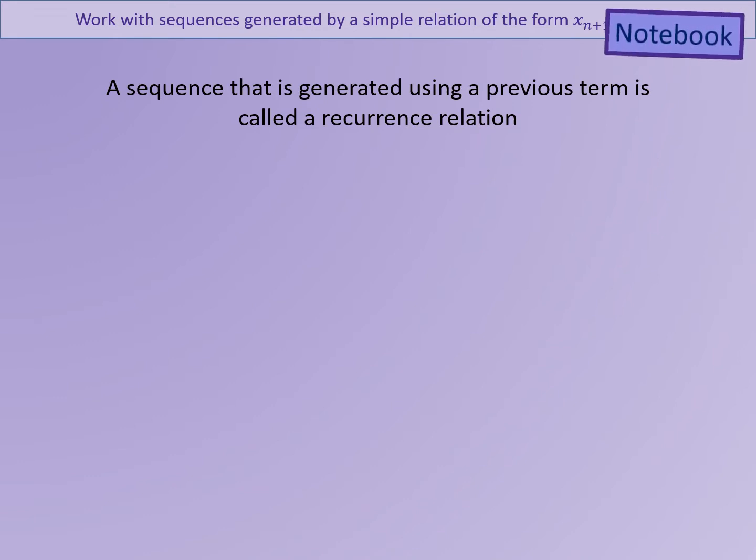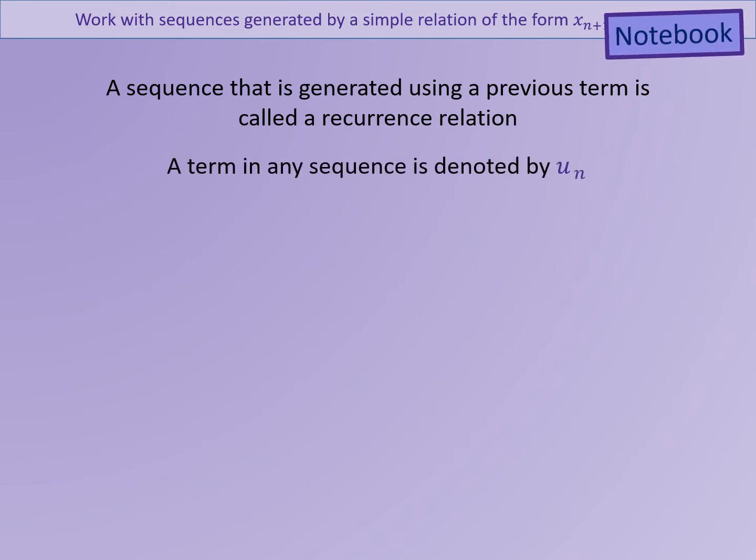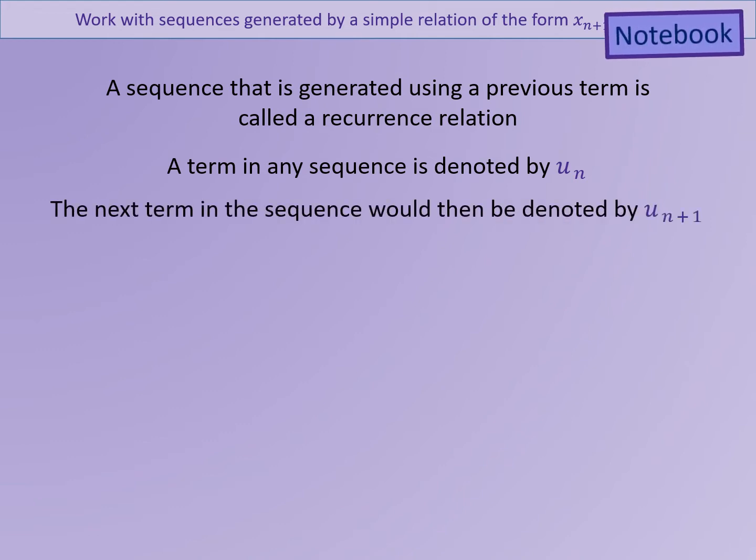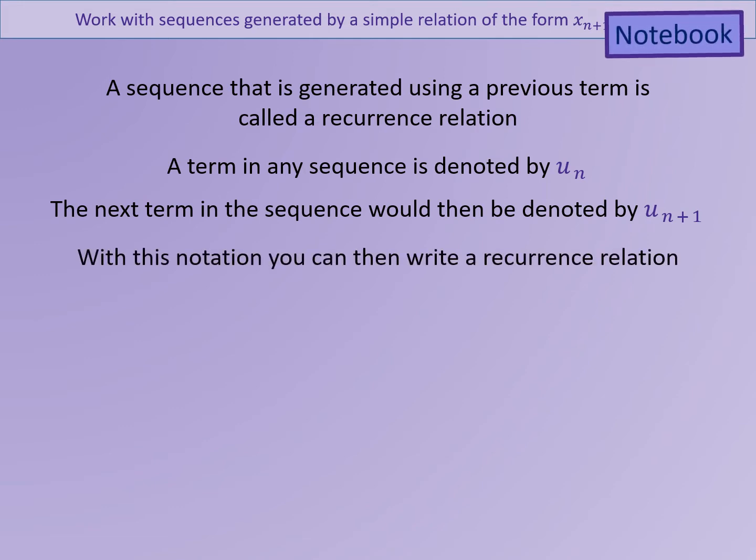So if a sequence is generated by using the previous term to find the next term, we call this a recurrence relation. We'll return to the sequences on the previous slide in a minute to see whether this can be applied here. We use the term un to describe any term in the sequence. Therefore, if we want the next term along, we would call this un plus 1. If a sequence is a recurrence relation, where we are using a term to find the next term, we can write this using un and un plus 1 in a formula.